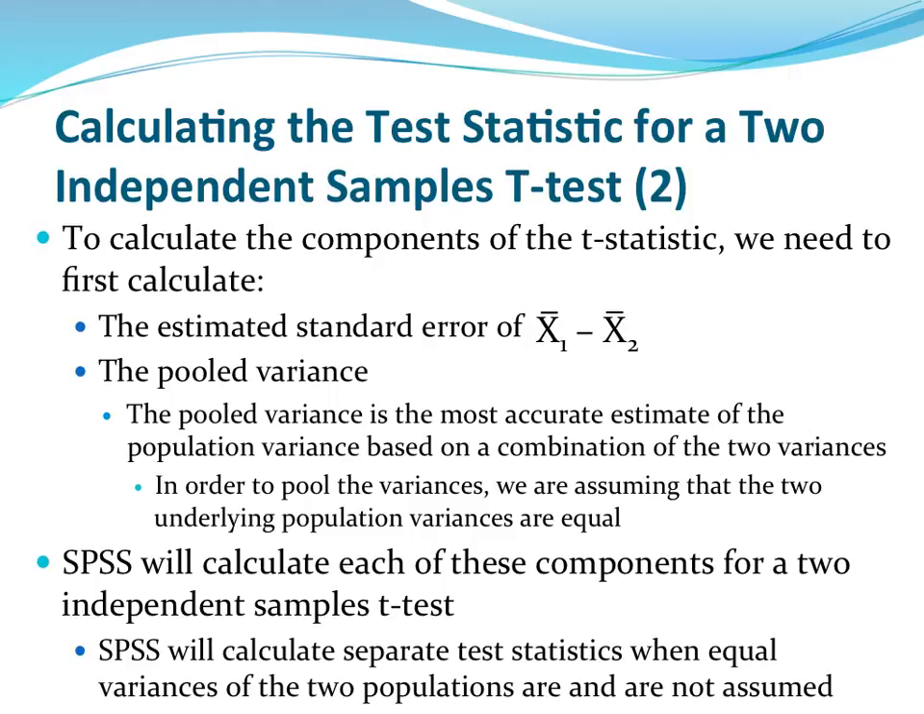When you are conducting your two independent samples t-test using SPSS, the software will calculate each of these components for you, as well as the t-statistic, degrees of freedom, and p-value associated with the test statistic. SPSS will actually calculate separate test statistics when equal variances of the two populations are and are not assumed, with the choice of which to use being dictated by your data.